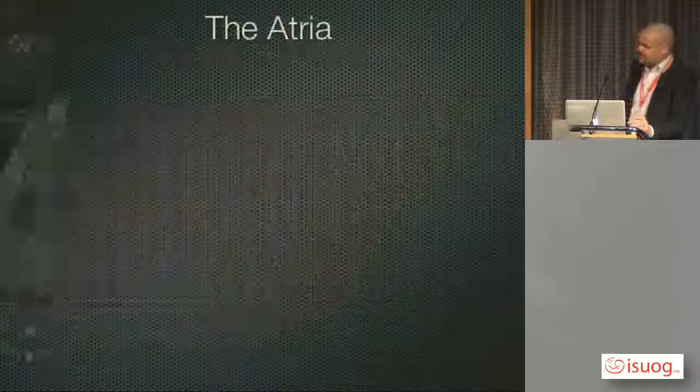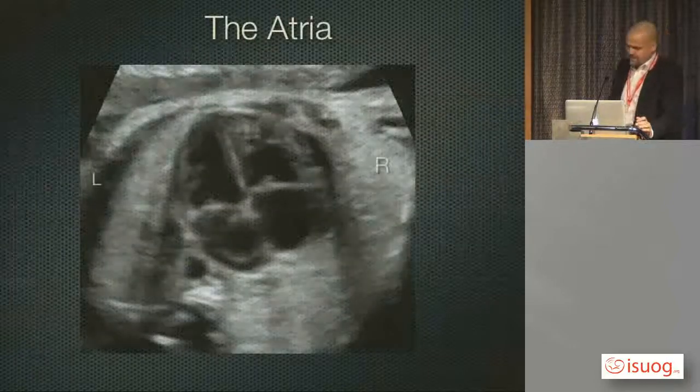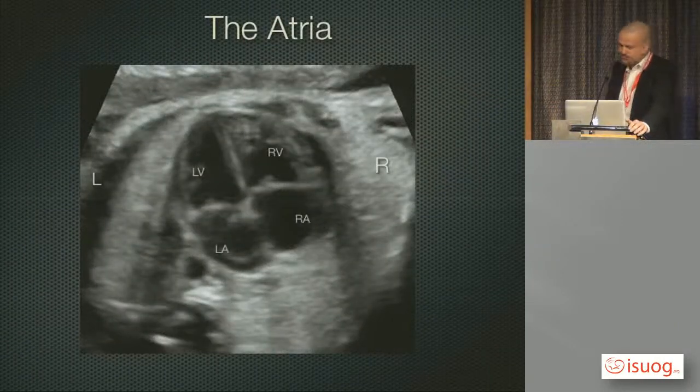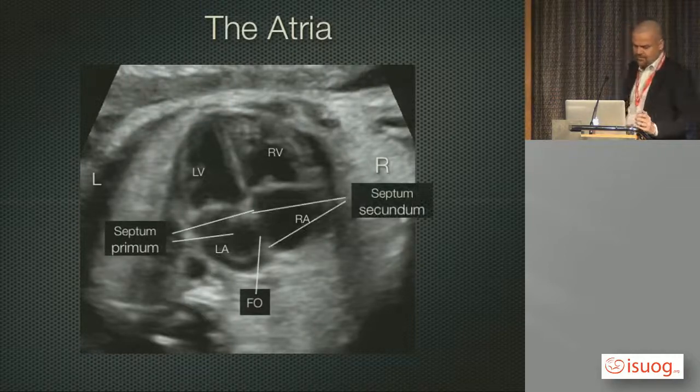Then we go to the atria, and in the atria we have different structures. We have a left and a right atrium, and one thing is we see the septum primum. This is a small structure between the foramen ovale flap and the crux of the heart. You see the foramen ovale flap, and you see also the septum secundum.